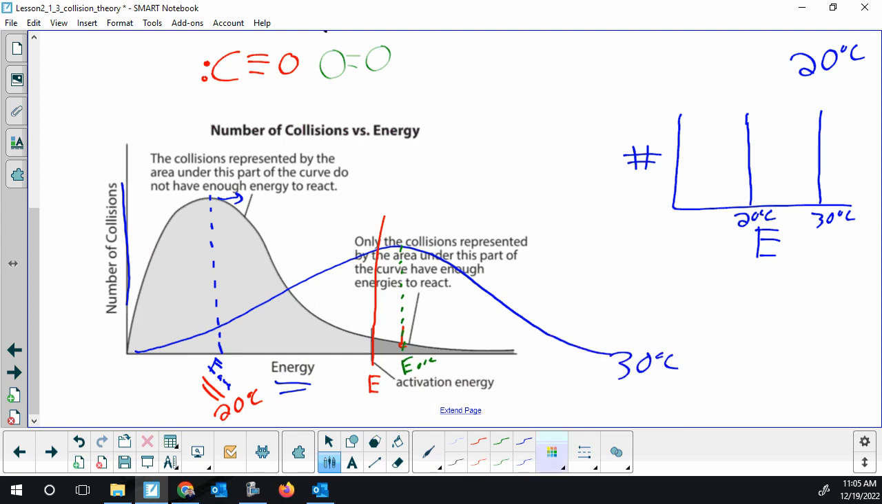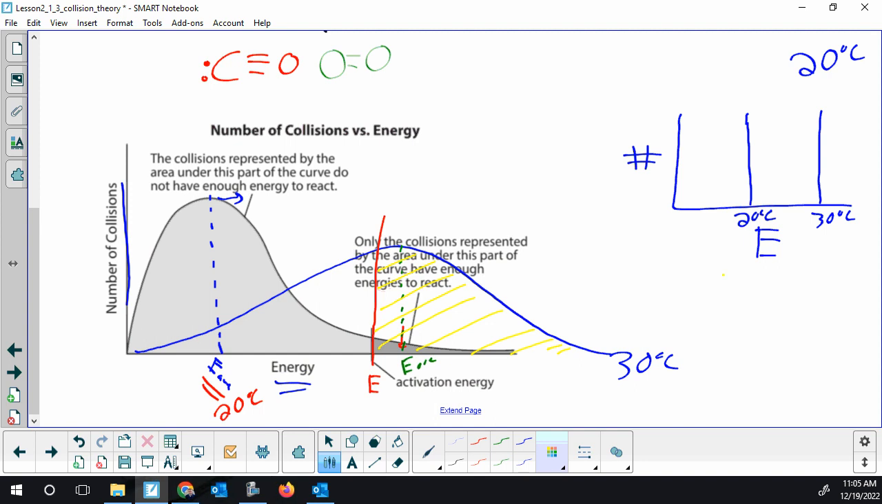And I'll do yellow. What's the area under the blue curve that have enough energy? It's all of those collisions now. A little more than half, it looks like visually, of the collisions now are going to cause a reaction at 30 degrees compared to what I drew for 20. Now the shape actually changes as it gets hotter.